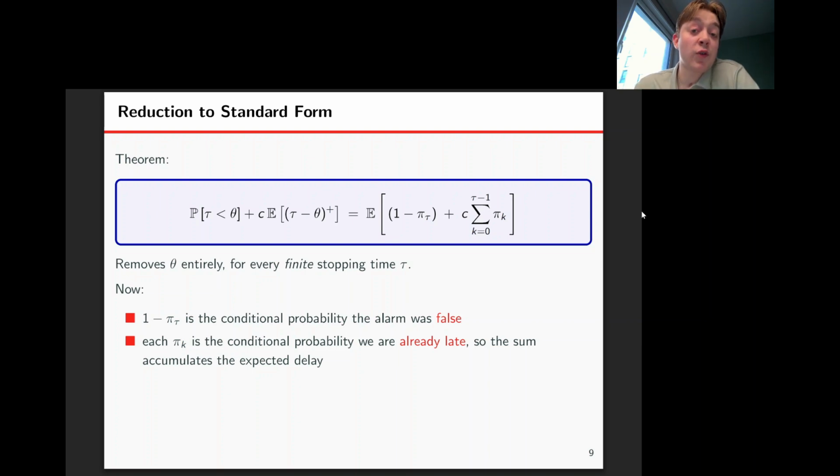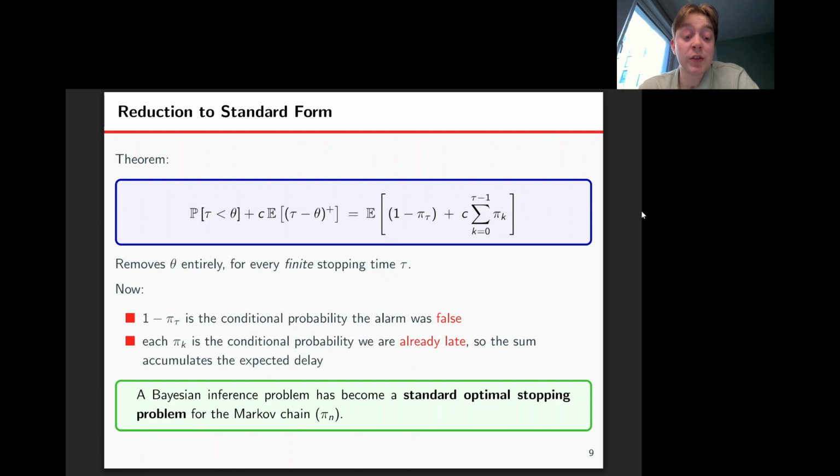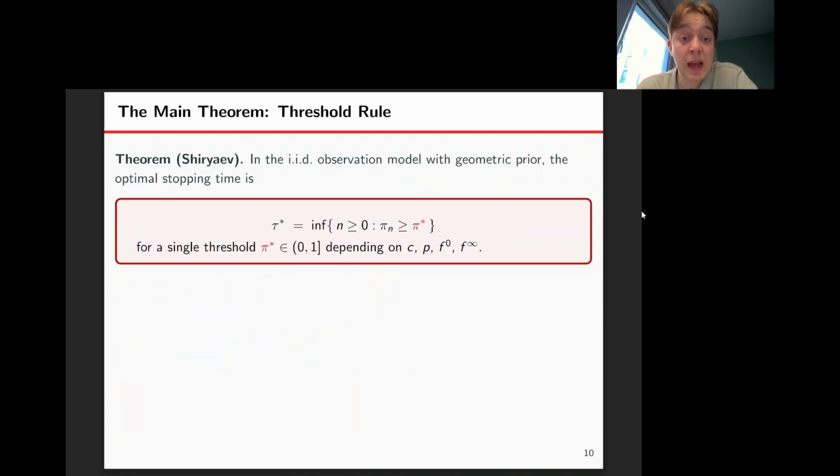Why is the reduction to standard form theorem important to us? Well, it allows us to transform a Bayesian inference problem into a standard optimal stopping problem for this specific Markov chain, pi n. As mentioned, the main theorem of this section is the threshold rule, in which Shiryaev says, in the IID observation model with geometric prior, the optimal stopping time is tau star, which is the first time that our posterior probability that the disorder has already happened, pi n, exceeds or is equal to a threshold pi star, which is dependent on C, P, F0, and F infinity. In other words, we stop the first time our belief crosses a fixed level pi star.